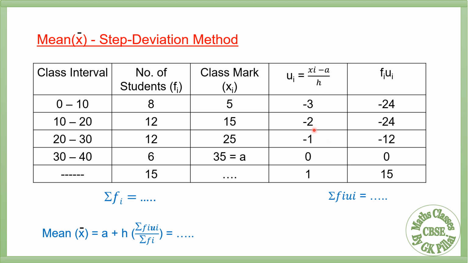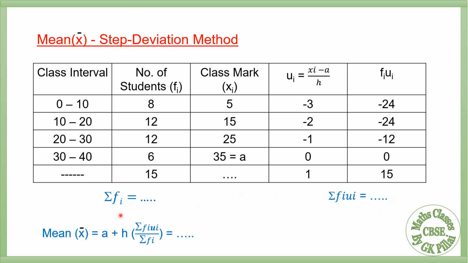Now you can understand one thing. If it goes this way, it will be minus 3, minus 2, minus 1, 0. And if more values are there, it will be 1, 2, 3, and so on. Now, just like the previous one, fi, ui you will multiply. Fi will be here, ui will be here. 8 into minus 3, minus 24, 12 into minus 2, minus 24, and so on. Now you will find sigma fi ui here, the total of this.